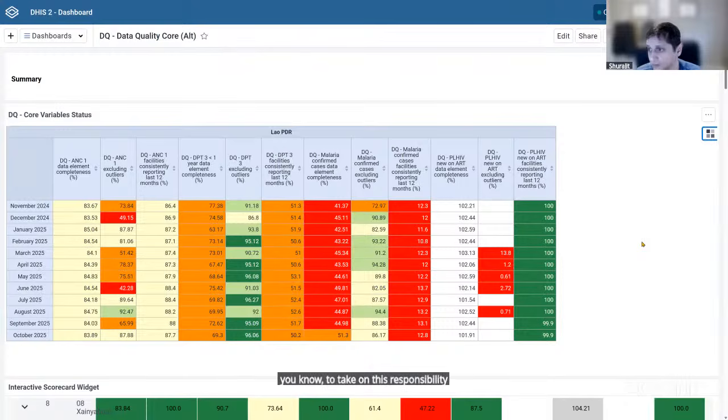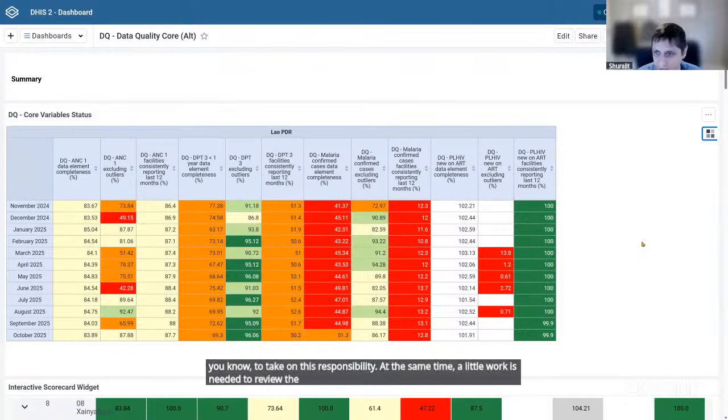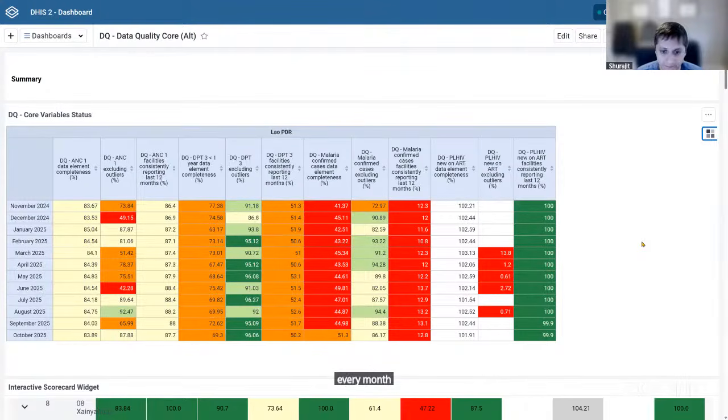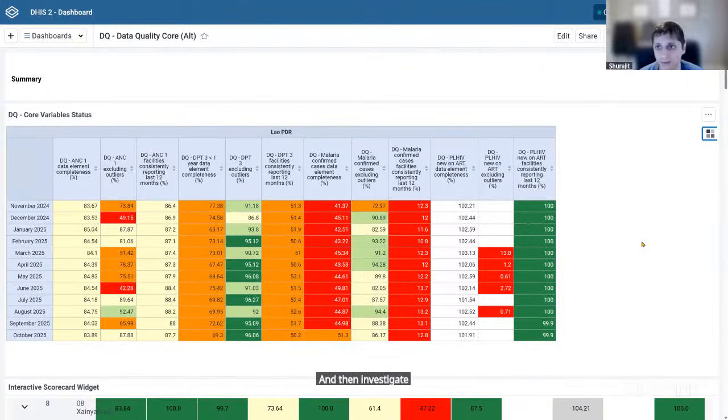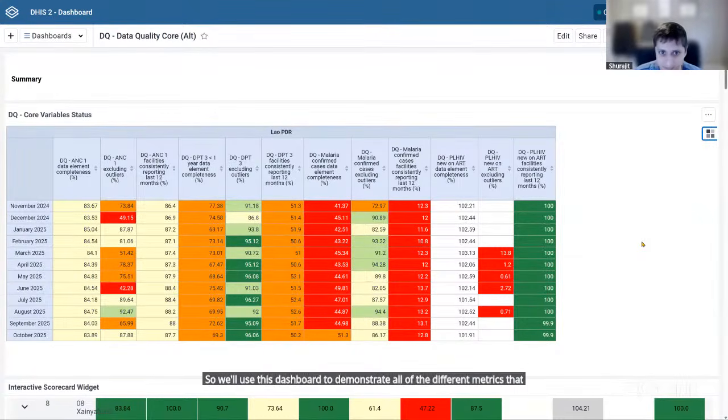At the same time, a little work is needed to review the dashboards every month or every week in the case that you're getting your data weekly. But the whole idea is really to make this as easy as possible to identify the issue first and then investigate where that actual problem is coming from. Okay? So we'll use this dashboard to demonstrate all of the different metrics that I'll discuss.